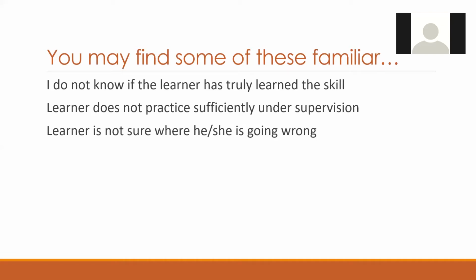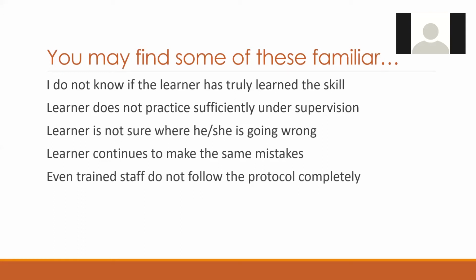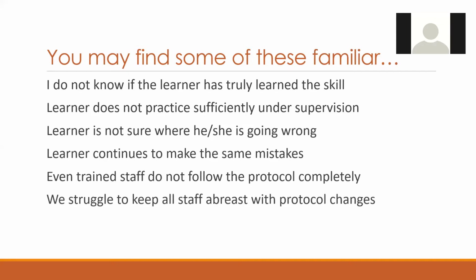The learner is not always clear where he or she is going wrong, or they may be wrongly confident that they know the skill, when in fact in some places they're still lacking. We sometimes see that the learner continues to make the same mistakes again and again. And not only learners, people who are in our team, employees, sometimes don't follow the protocol completely. And then we also have this additional struggle of everything changing. Our protocols keep changing, and we struggle to ensure that all our staff are abreast with these changes.